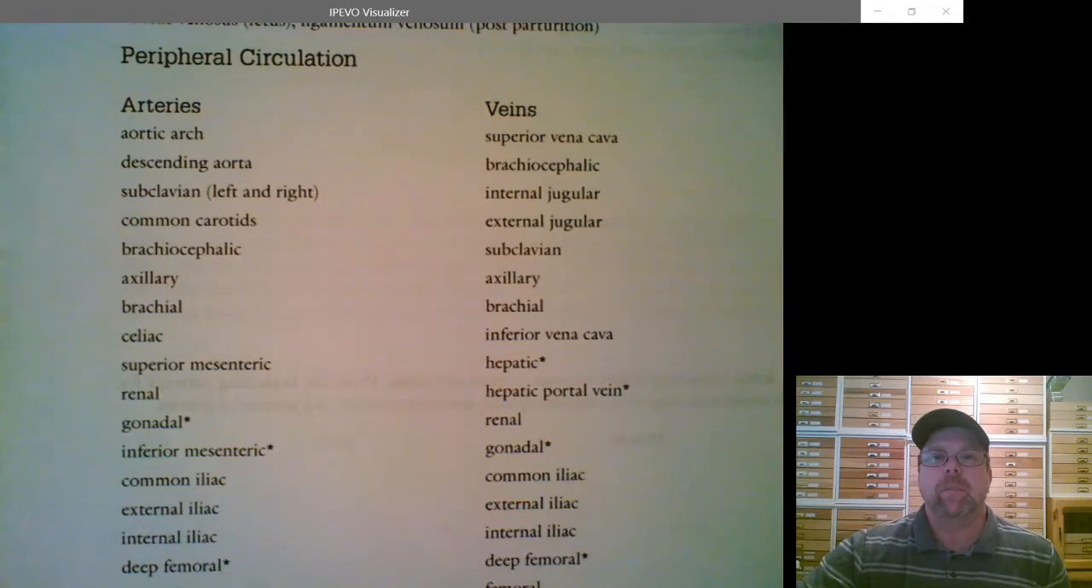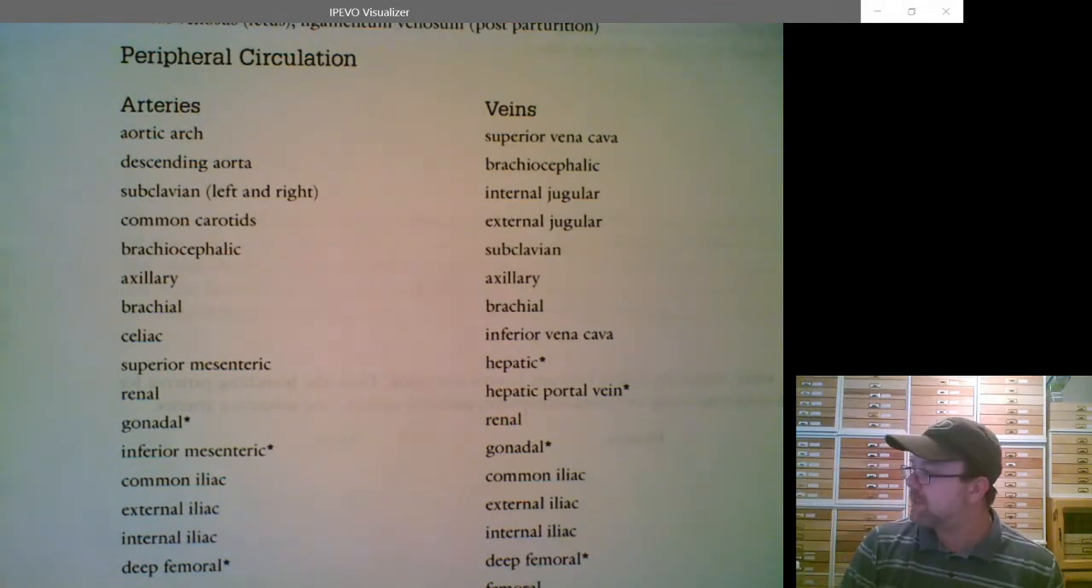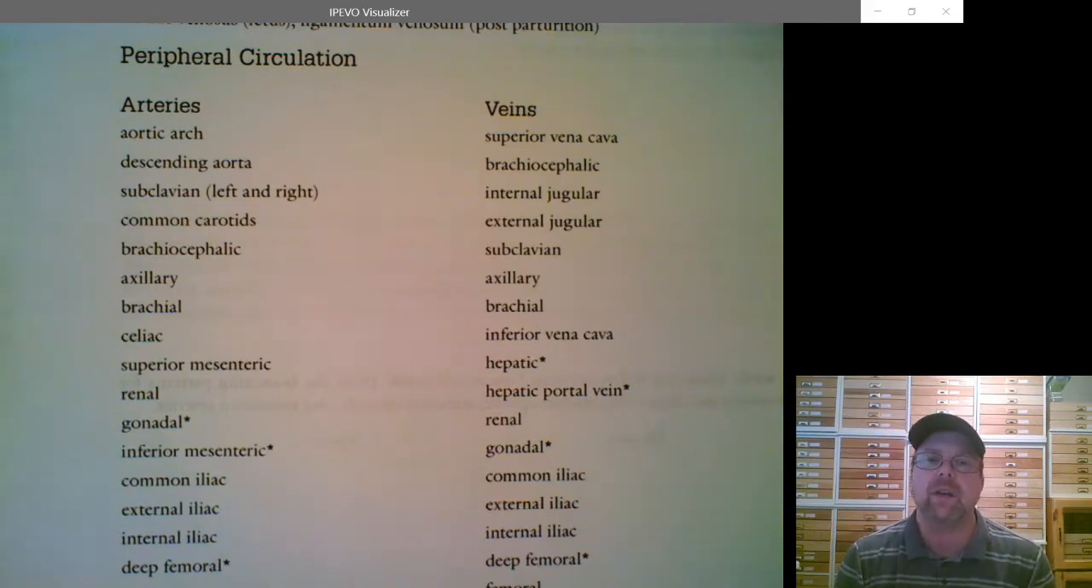Hey, welcome back, everybody. So we're going to do the second part of our Test 3 lab material, and that's going to be arteries and veins. So you can see up next to me is the list on page 83, and the list looks kind of daunting. It's kind of just a list of random blood vessels that you need to know.